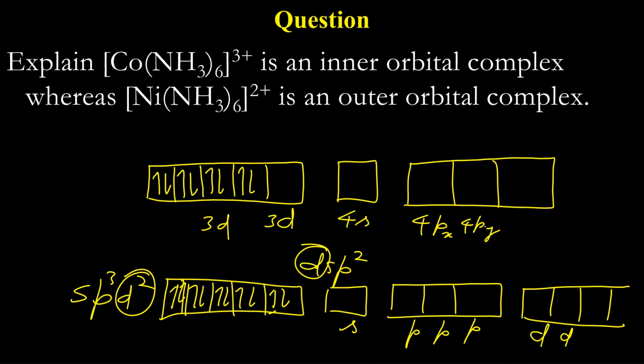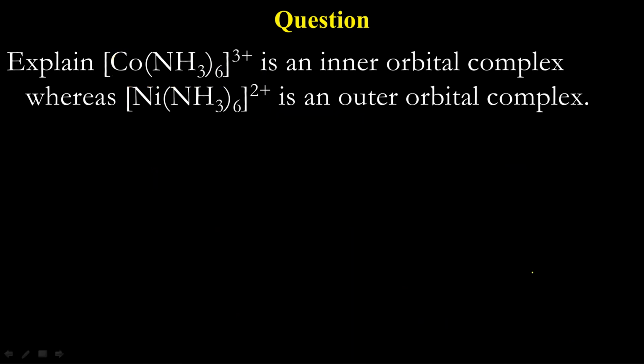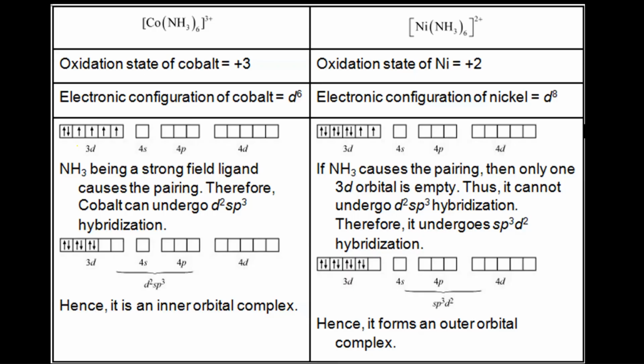So what do you need to show? You need to show that in this case, it will be configuration, hybridization, in which the d orbital of inner shell will be used. And in this case, the d orbital of outer shell will be used when you simplify it. So how to do that? In case of the first, okay? Understand it. It is a little bit tricky also. I will explain it.